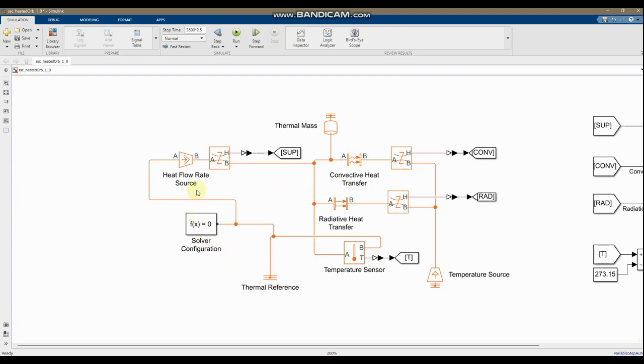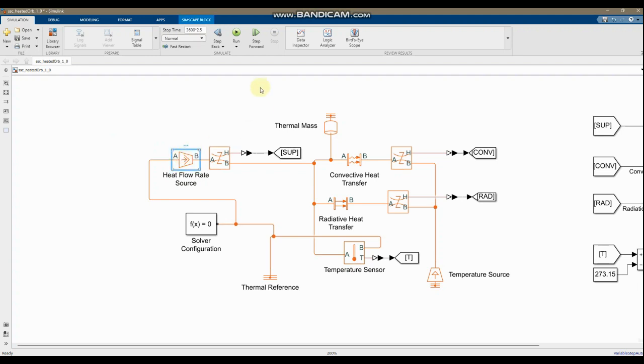So our thermal system will have a source, a sink, and energy will be transferred through multiple conduits from the source to the sink. So from the words, you will figure out that this is the source that we'll be using. It's a heat flow rate source.